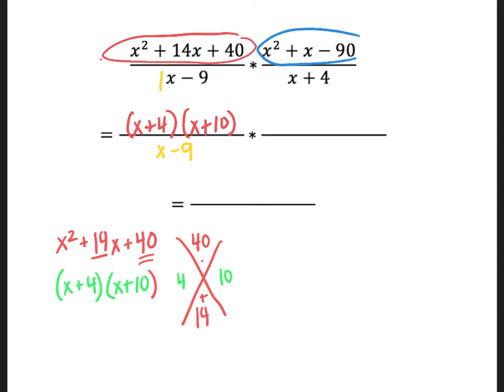So on the top, I notice I have x squared plus x minus 90. Sorry, I'm just going to move that down a little bit. x squared plus x minus 90. Again, because there's a 1 in front of my x squared, I can do my x method. So we're looking for something that multiplies to negative 90 and adds to 1.